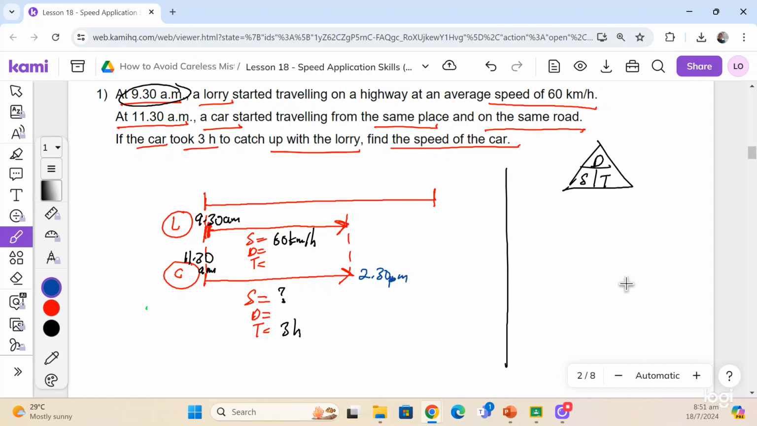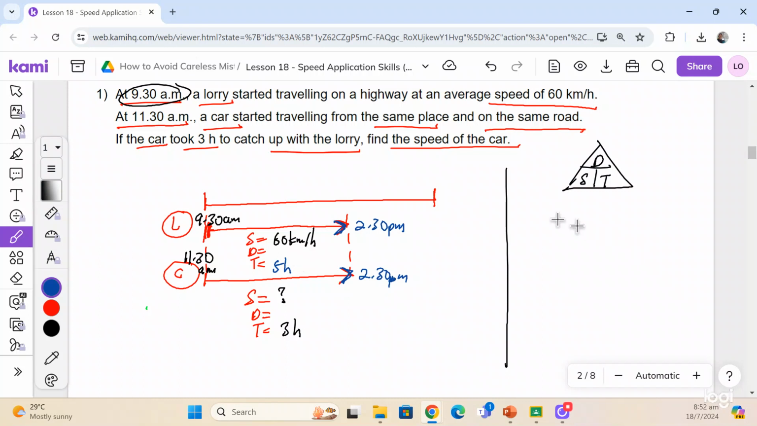And the lorry will be at the same place as the car at the same time. So the lorry will be at the arrow. All right, where is the lorry now? The lorry is at the arrowhead. The car is also at the arrowhead, right? So they are at the same place at the same time. So the lorry was caught up, right? The lorry was caught up by the car at 2:30 p.m. All right, then you look at the model. So the lorry took how long to travel? From 9:30 to 2:30 p.m., the lorry must have taken 5 hours to travel.